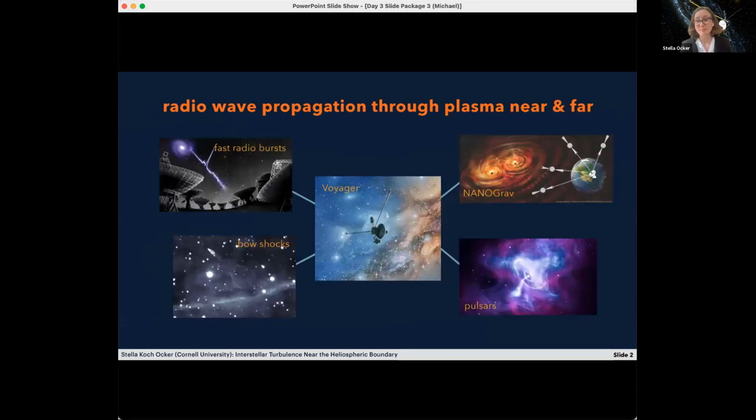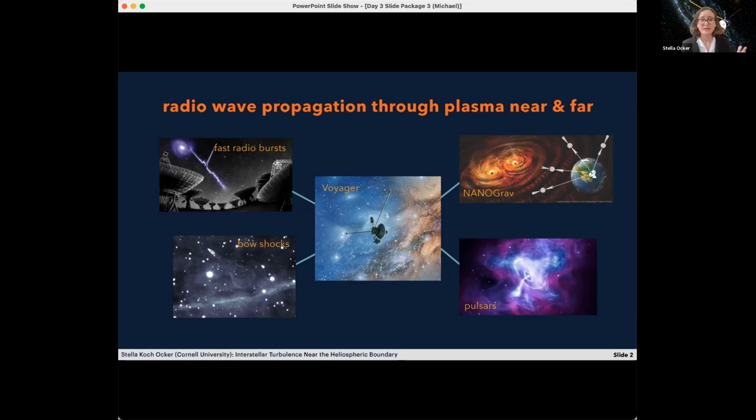Since I haven't met many of you before, I wanted to briefly place in context my motivation for direct sampling of the very local ISM with Voyager or an interstellar probe. The broad theme of my research is radio wave propagation through plasma in a wide range of astrophysical environments. This includes the very local ISM probed directly by Voyager, to the ISM of the galaxy as a whole, as probed by propagation effects experienced by pulsar radio emission. This also includes in situ sampling of density fluctuations in the interstellar environments around pulsars through their bow shocks, which I'll talk a little bit more about later.